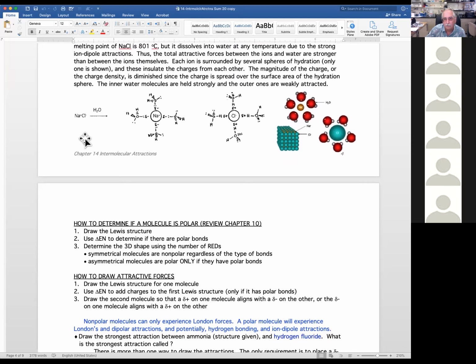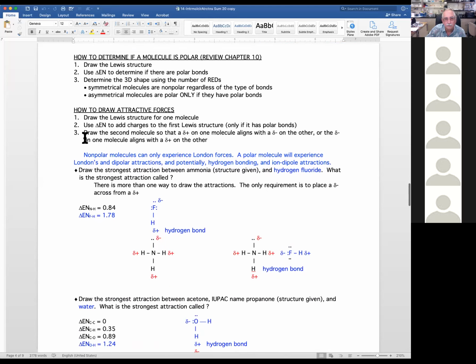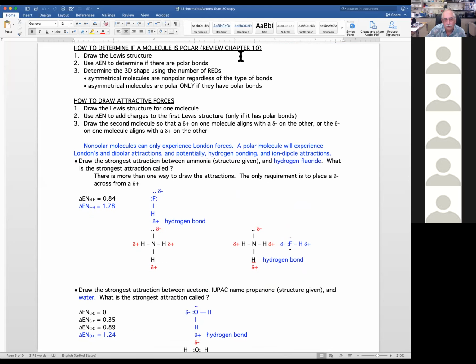So, questions so far? Just to review how to determine if a molecule is polar and how to draw attractive forces: you draw the Lewis structure for one, and if it has polar bonds, you have to put the charges on there, right? So say here's ammonia. I got the partial charges on here, and then when I draw the hydrogen fluoride, that partial negative is going to attract the partial positive of the hydrogen fluoride.